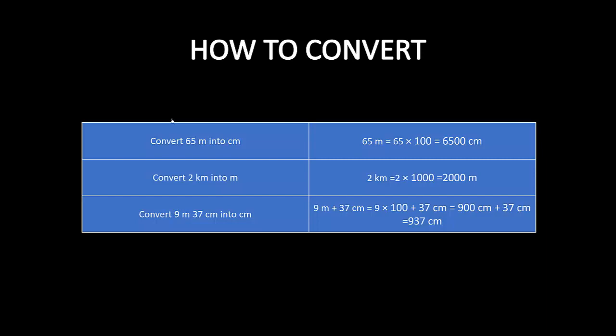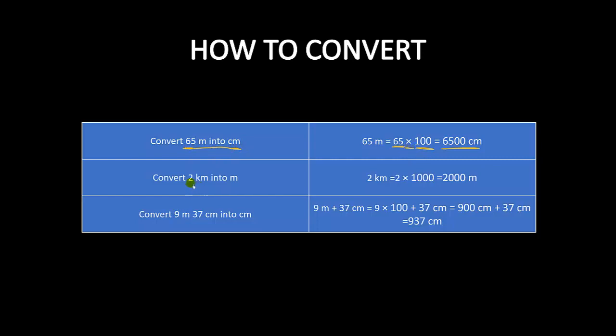Now we see it's written to convert 65 meter into centimeter. So to do this, we're going to have to multiply 65 by 100. But why 100? Because we're jumping 2 times. So that's going to mean 10 multiplied by 10, which is 100. And when we multiply it, our answer will be 6,500 centimeter. Now, why multiply? Because we're going from a big unit to a small unit. So it's going to be multiply.